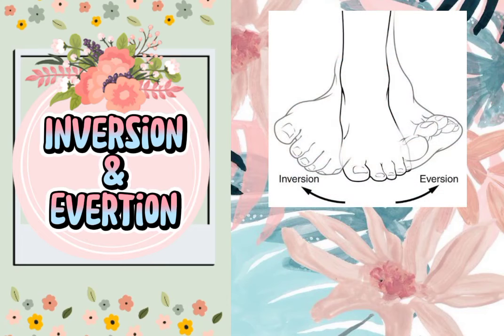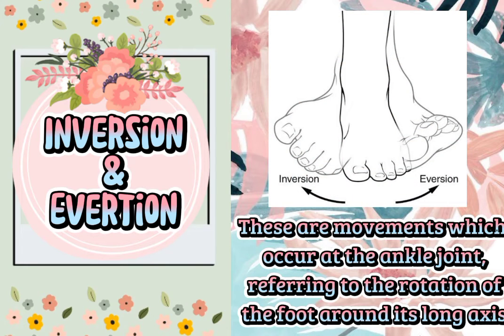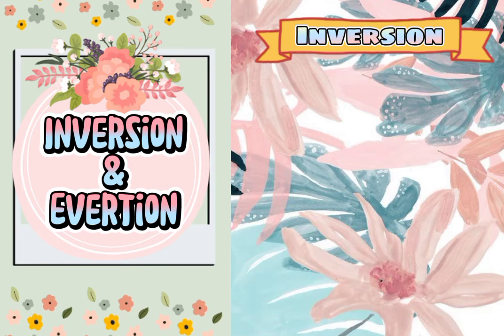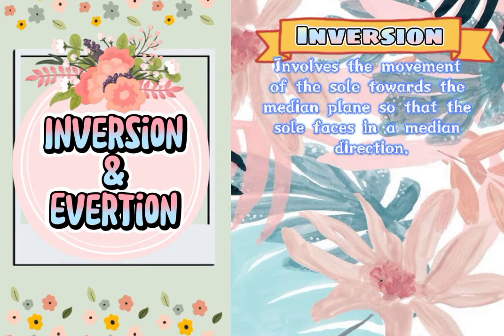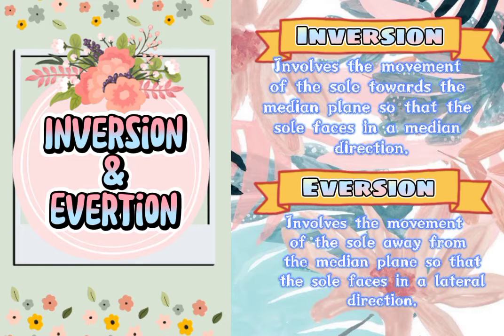Inversion and eversion are movements which occur at the ankle joint, referring to the rotation of the foot around its long axis. Inversion involves the movement of the sole towards the median plane so that the sole faces in a medial direction, while eversion involves the movement of the sole away from the median plane so that the sole faces in a lateral direction.